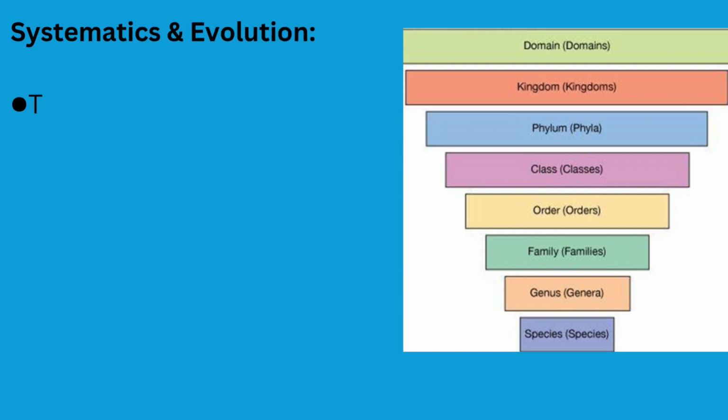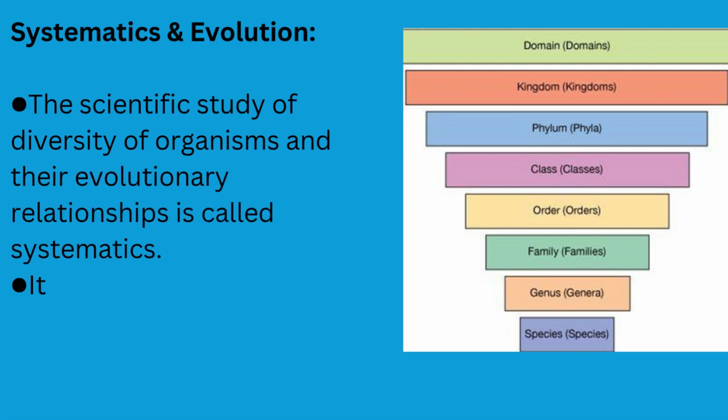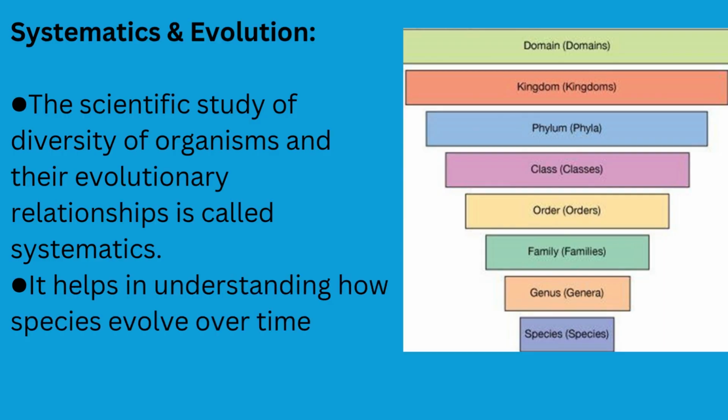While the scientific study of diversity of organisms and their evolutionary relationships is called systematics, it helps in understanding how species evolve over time.